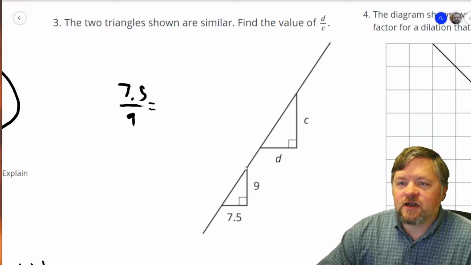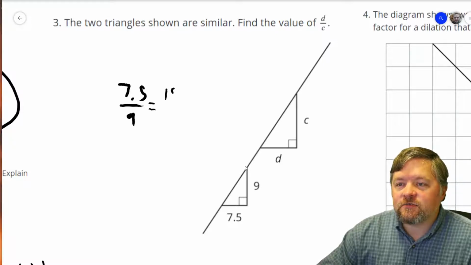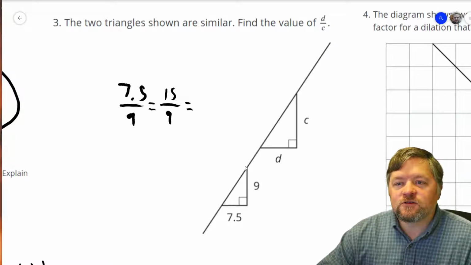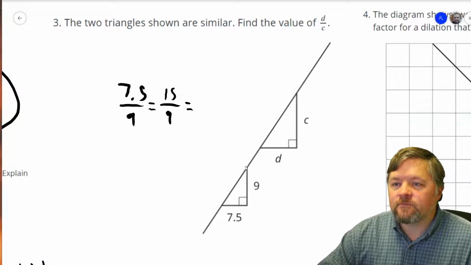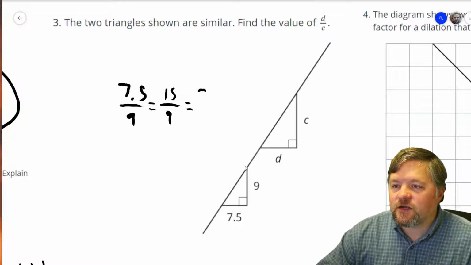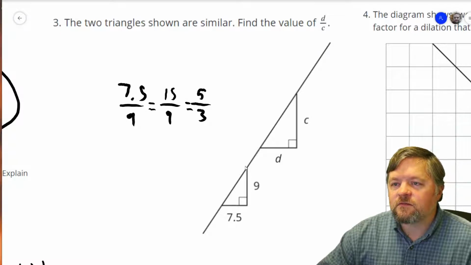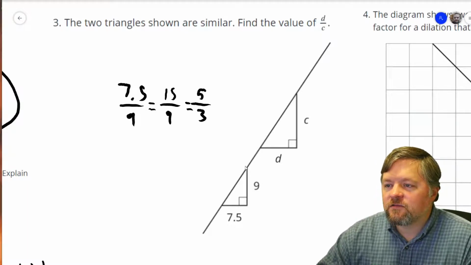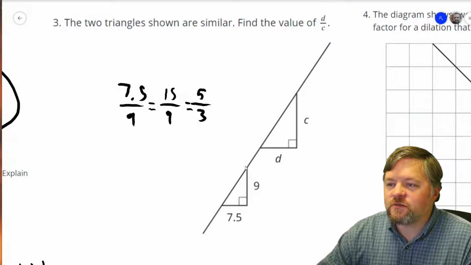We don't leave a decimal in a fraction. 7.5, let's just double it and that'll get rid of the decimal. That would be 15 over 9, which simplifies because both of those are divisible by 3. 15 divided by 3 is 5. 9 divided by 3 is 3. 5/3. The value of D divided by C should be 5/3.